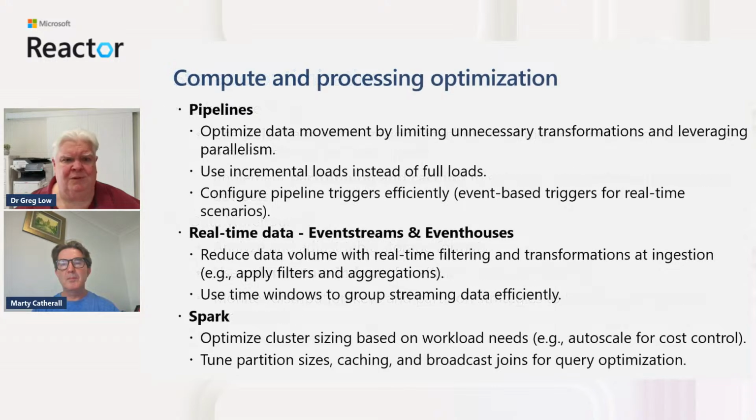Now, in terms of compute and processing, if you look at pipelines, the main thing here is to minimize the amount of data moving. And so often that will be, filter as early as you can in the chain of things, try and do things in parallel wherever you can, incremental loads instead of full loads. It's very common for us to have clients who do all sorts of levels of incremental loads. It isn't even just often one.